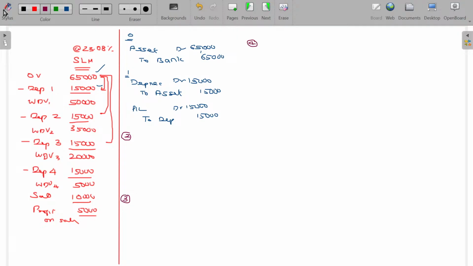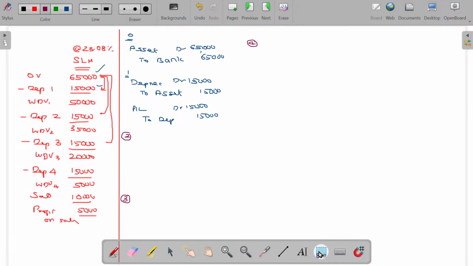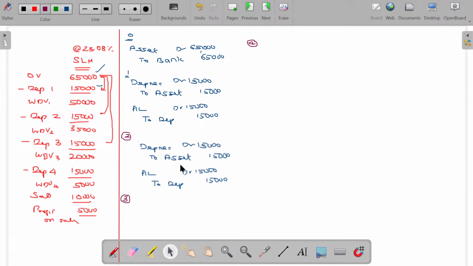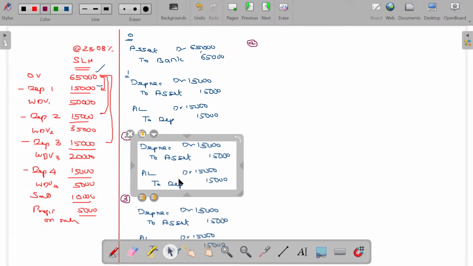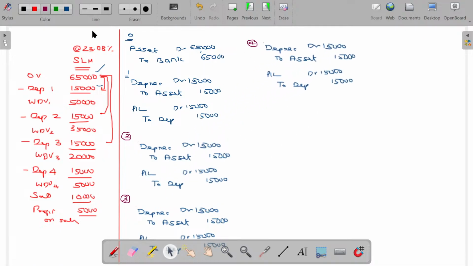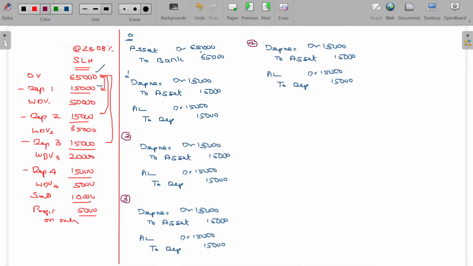Is that okay? What about the journal entry for the depreciation for the second year? For that also the same will come. Second year depreciation, third year depreciation, fourth year depreciation. Is that okay? The depreciation you have calculated is finally transferable to the P&L account. That set will be repeated until you close the asset completely.